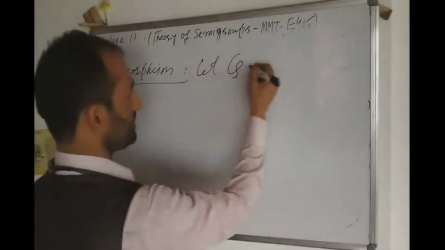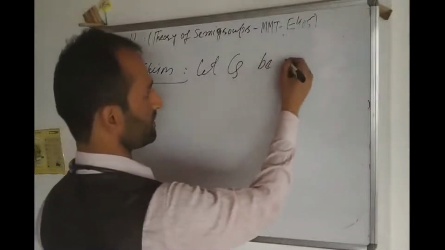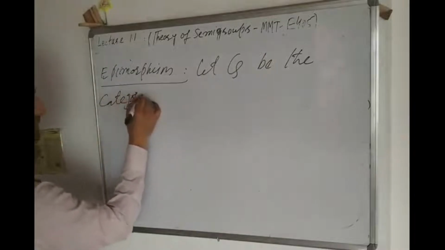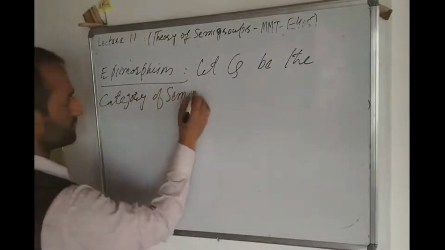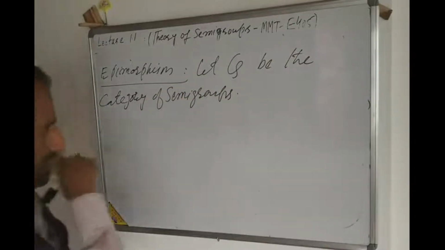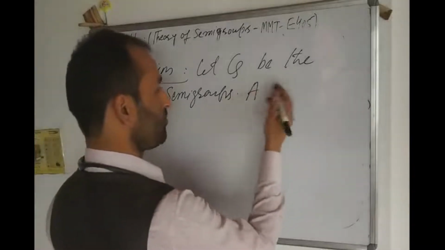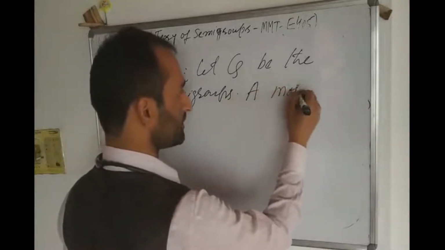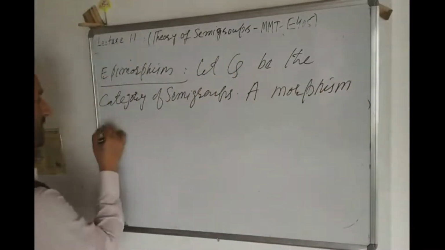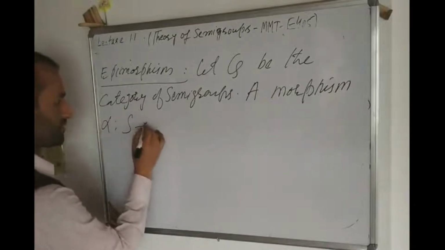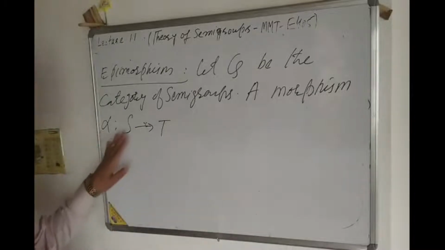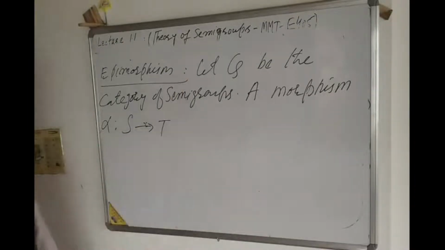Let C be the category of semigroups. Category of semigroups. A morphism here, a C morphism, which is a morphism between the semigroups, a morphism alpha from S to T. Whenever we write morphism here, it means it is a semigroup morphism, and S is a semigroup, T is also a semigroup, because we are in the category of semigroups.